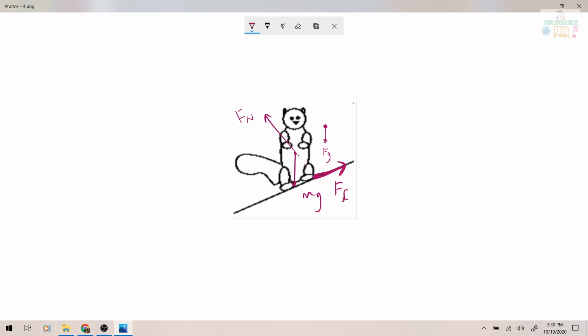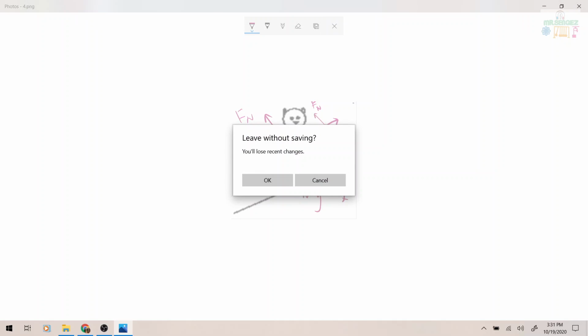Then what will be the free body diagram of the cat, or whatever it is? Fg, same thing as mg, Fn, and then you have friction force basically. All right.